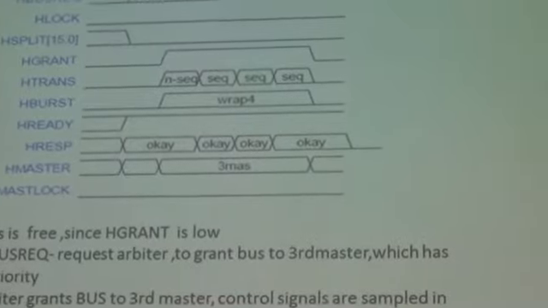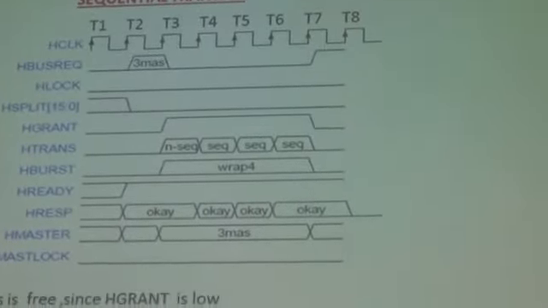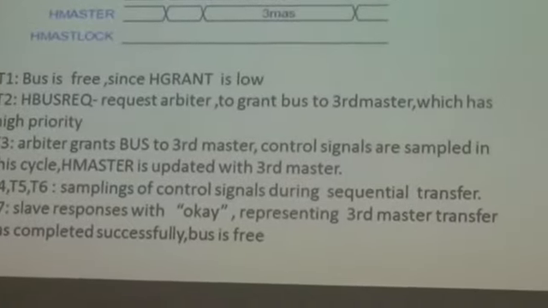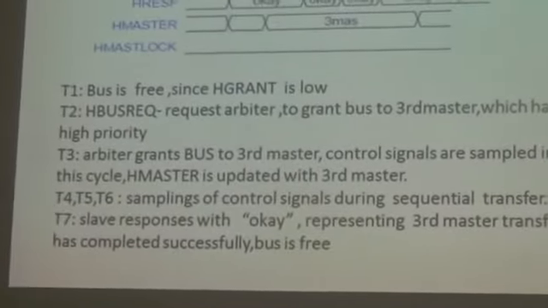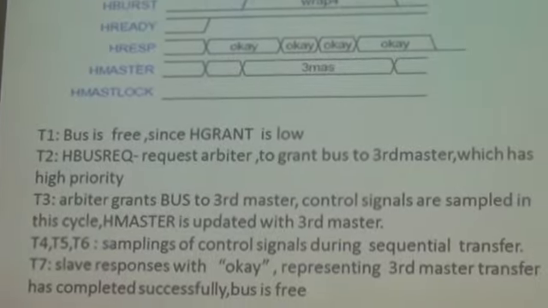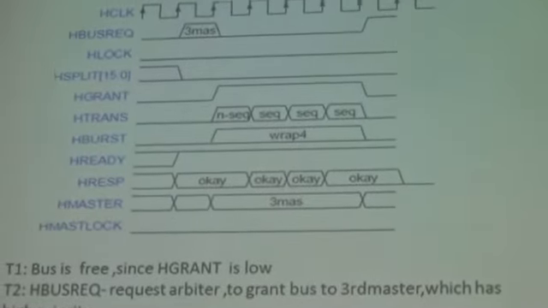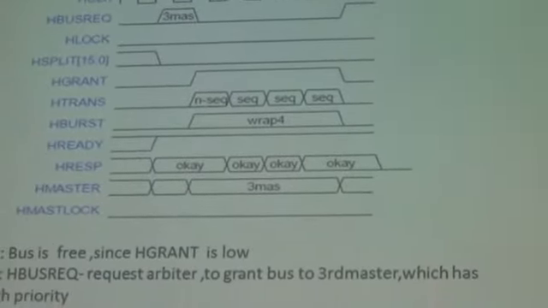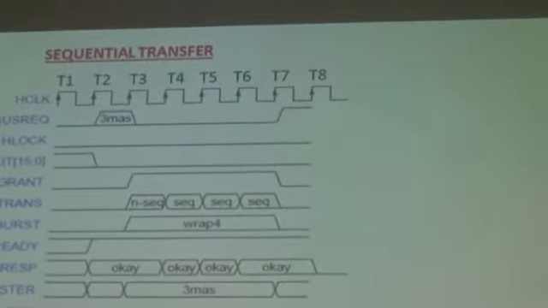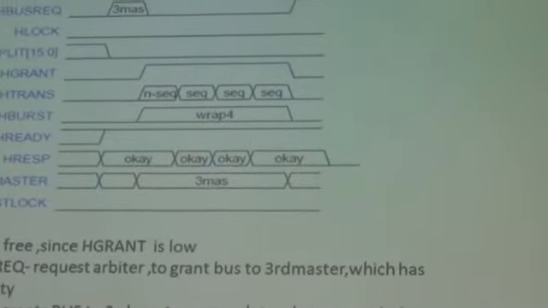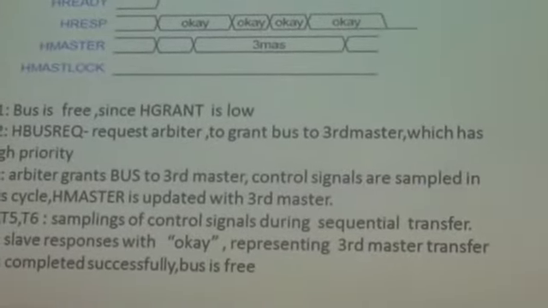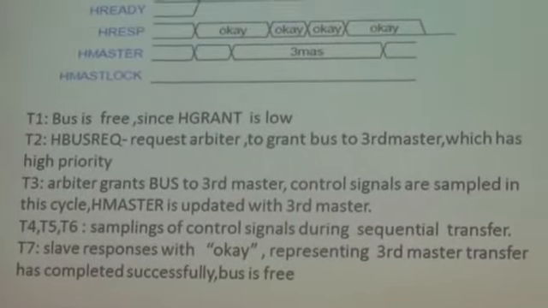And during T4, T5, T6, and T7, we sample the control signals during the sequential transfer, and it continues. In T7, for every sampling, HREADY should be high, and HRESP should respond with OK to the master. In T7, my HRESP is OK, which shows that the transfer of the third master has successfully completed and my bus is free.